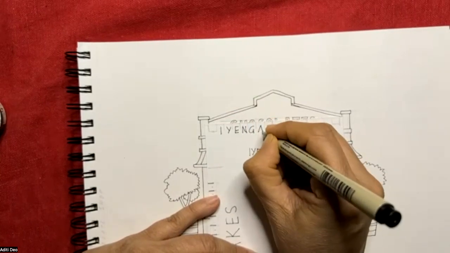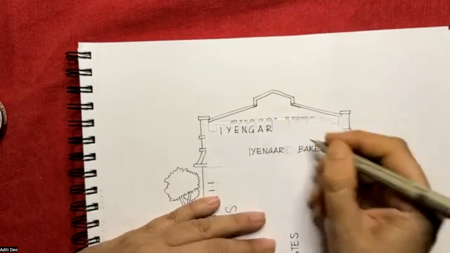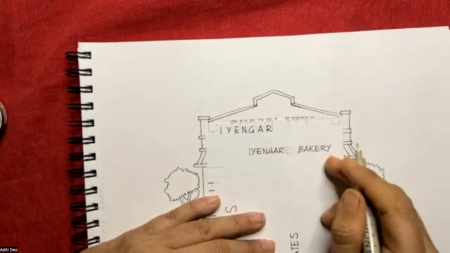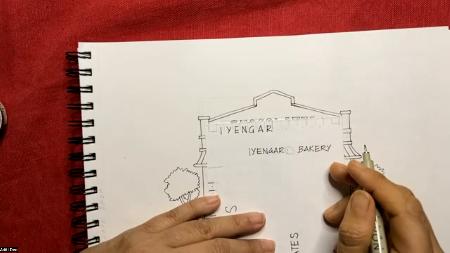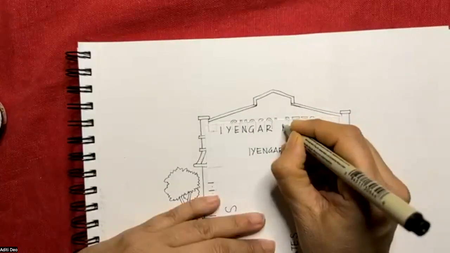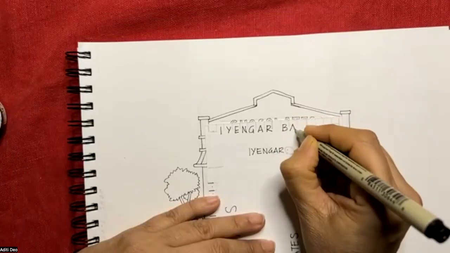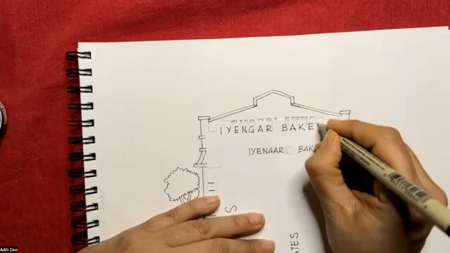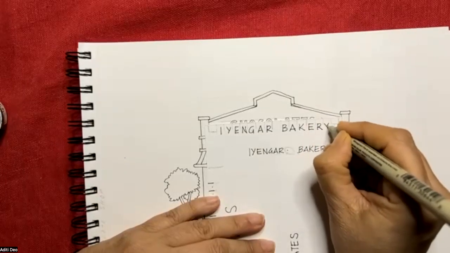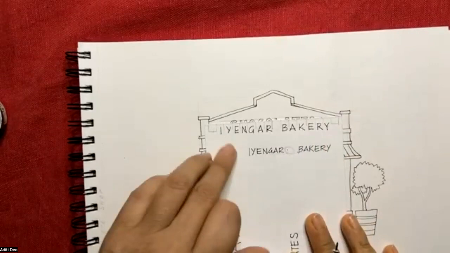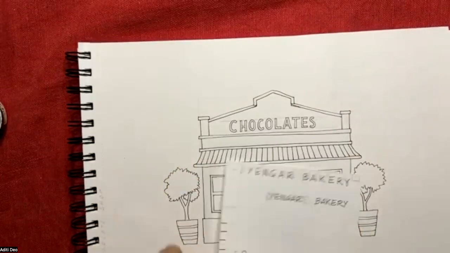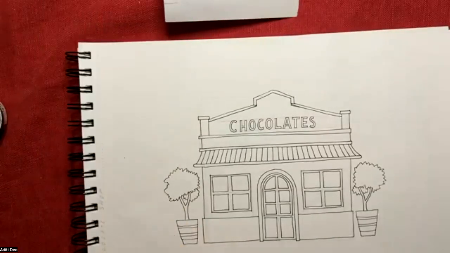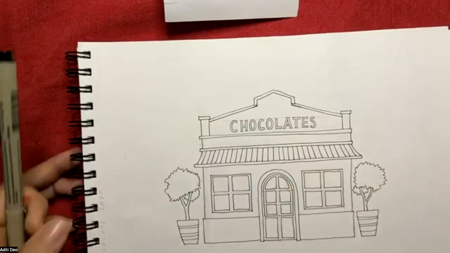I-Y-E-N-G-A-R Pastry. Iyengar Pastry. You get pastries in Iyengar Bakery. That is true. So do you want to write Iyengar Bakery or Iyengar Pastry? Iyengar Bakery, then we write the pastry. Yeah, exactly. See, Iyengar Bakery also fits very beautifully. And then you can write all that over here in this space.